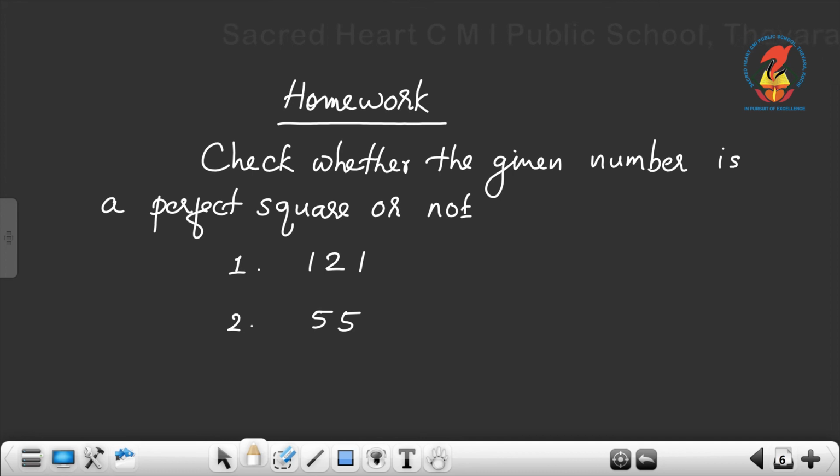Now, homework. Check whether the given number is a perfect square or not. So, two numbers are given. First one 121 and the second one is 55.